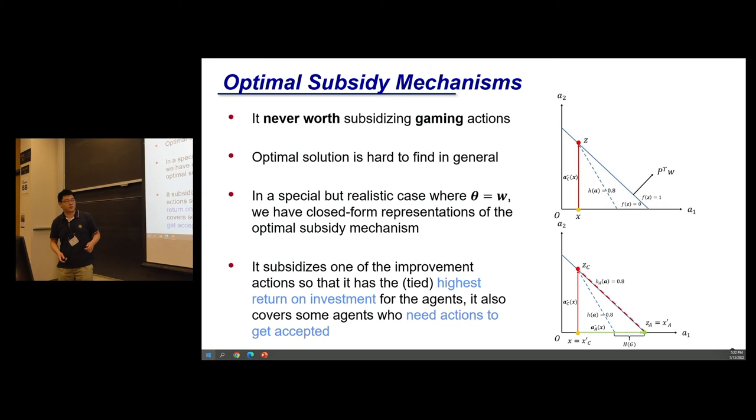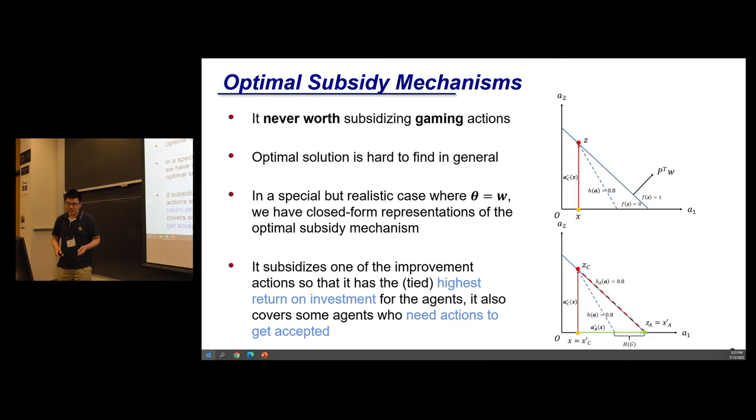So here we have two figures giving some intuitions of the subsidy mechanism and the optimal one. On the top right corner, we have the conventional case of strategic classification, where we have A1 as the improvement action and A2 as the gaming action. And the blue solid line is the classification boundary, and the blue dotted line is an equal cost contour. Here we see that the equal cost contour hits the classification boundary at Z. And that means at an action cost of 0.8, the agent with endowment X can take a pure gaming action to reach Z and then get accepted.